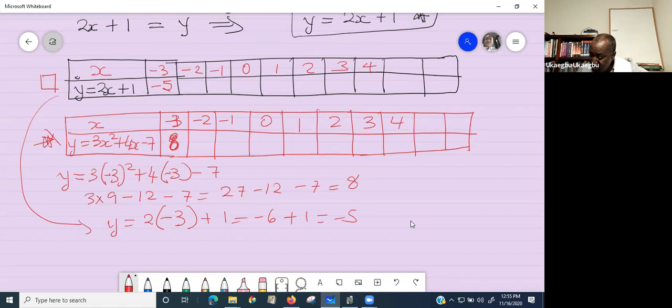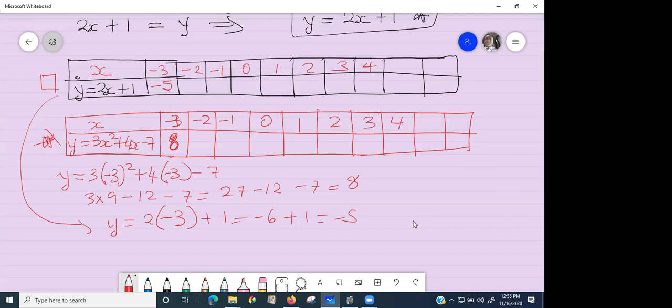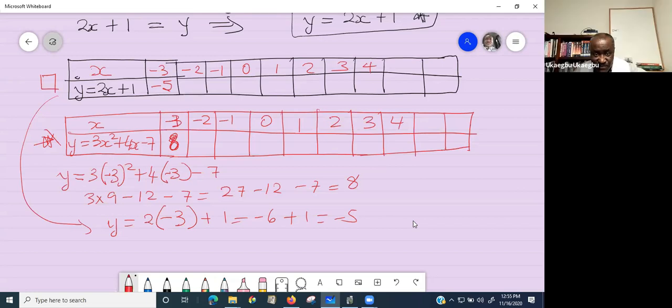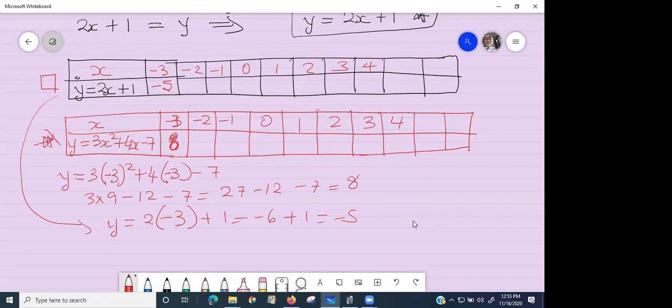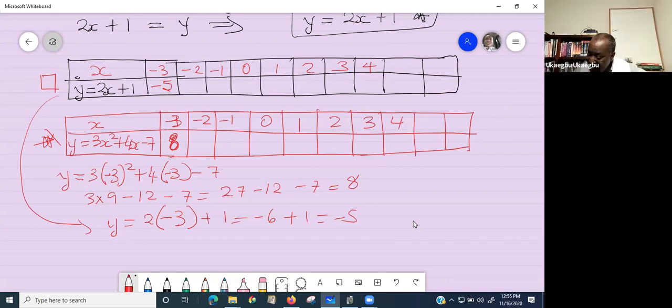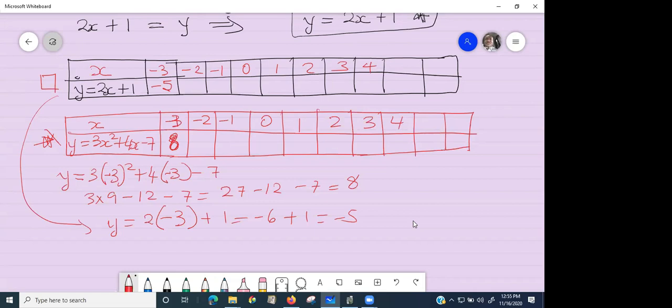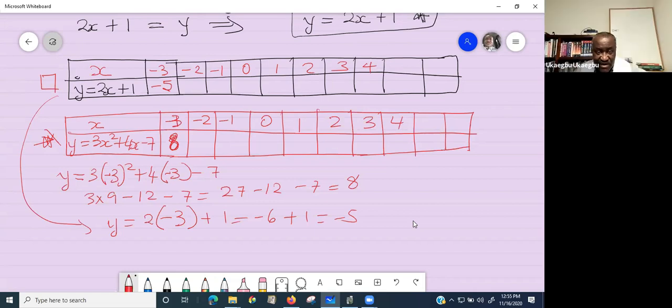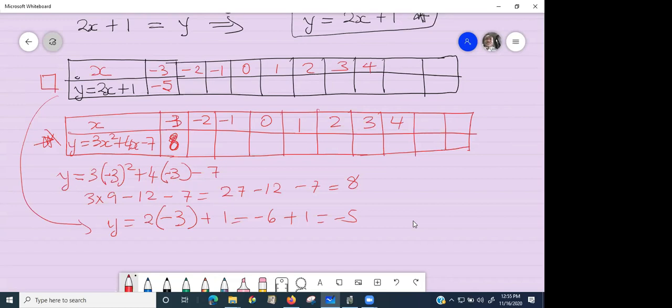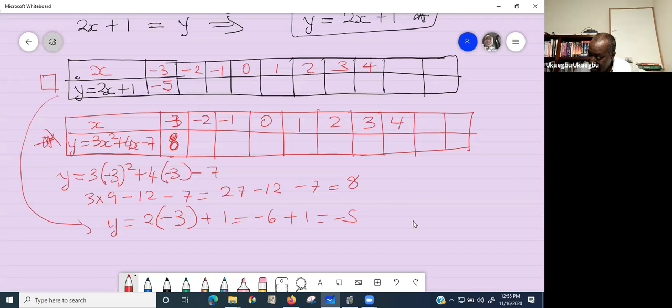Let's review what you just did. So let's start with the first table. So what is the value of y when x is negative 1? Okay, who agrees with that? Yeah, when x is negative 1. I think the answer is negative 1. Yeah, I got negative 1 too. Okay, so I'm going to write negative 1.